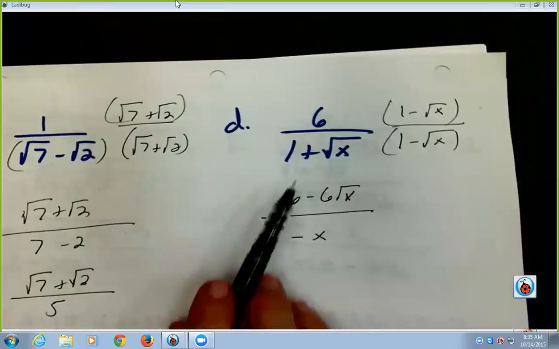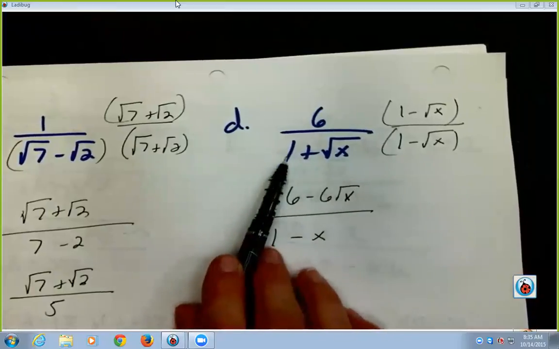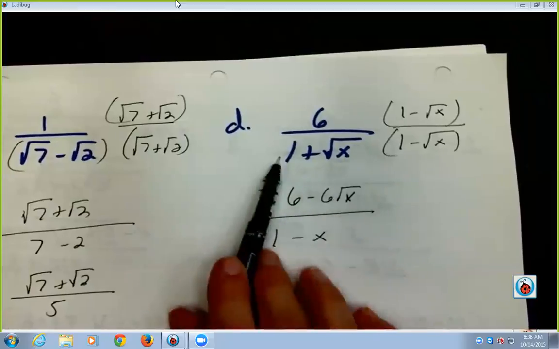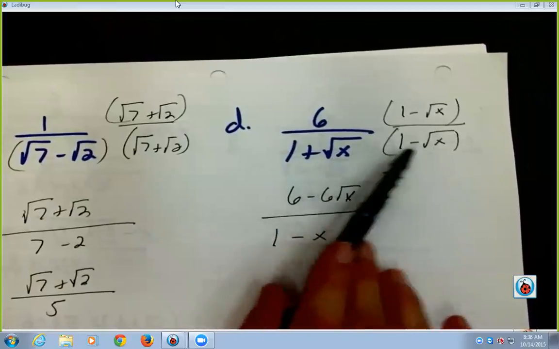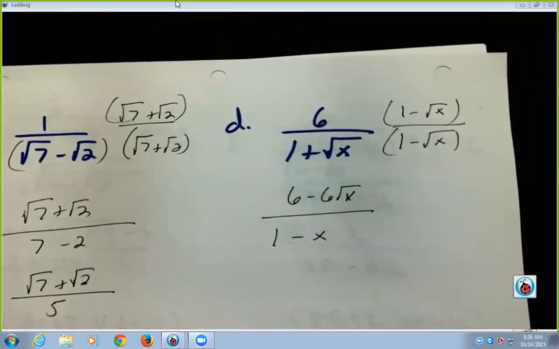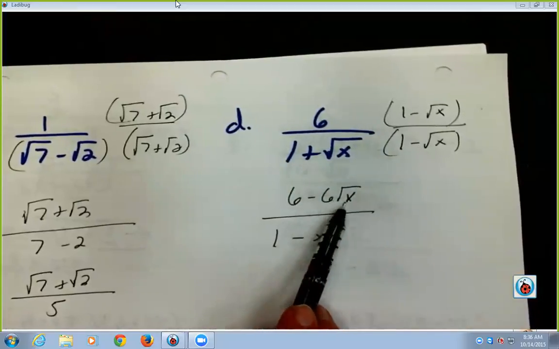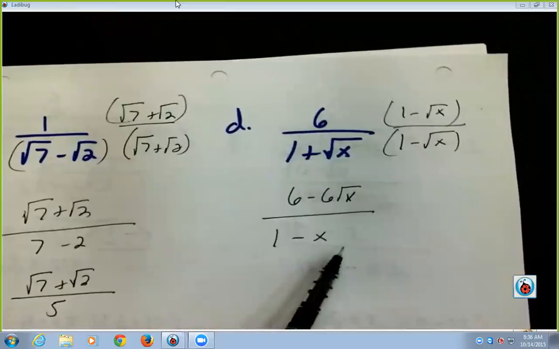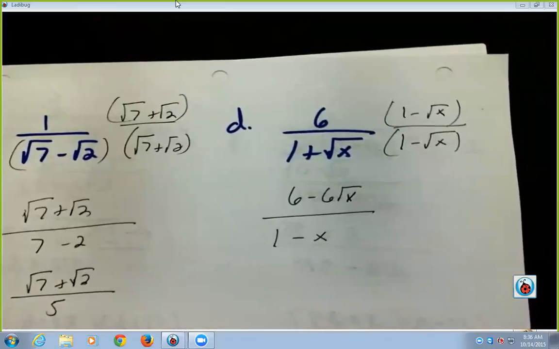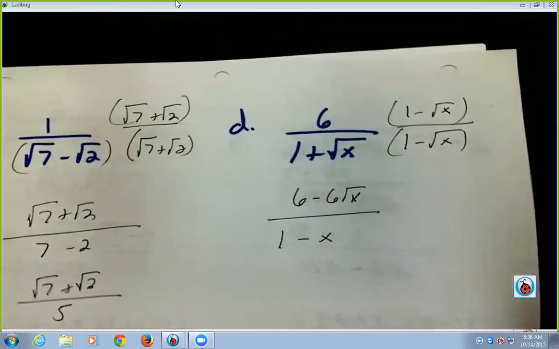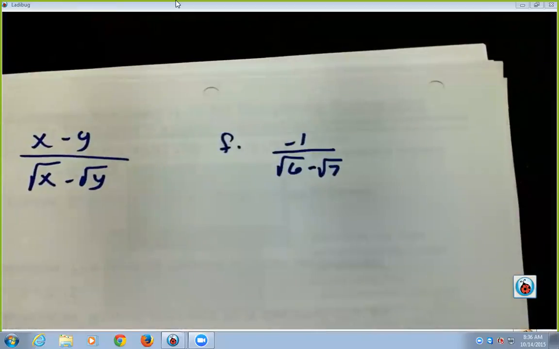Again, when you foil the bottom, all you need to do is the F part, the first term, and the L part, because your middles are going to be forced to go away. So then, when I multiply top and bottom, I get 6 minus 6 square root of x, all over 1 minus x. Can't combine that because I have no clue what x is. Okay, so a couple more in here. Let's see what happens with these guys.